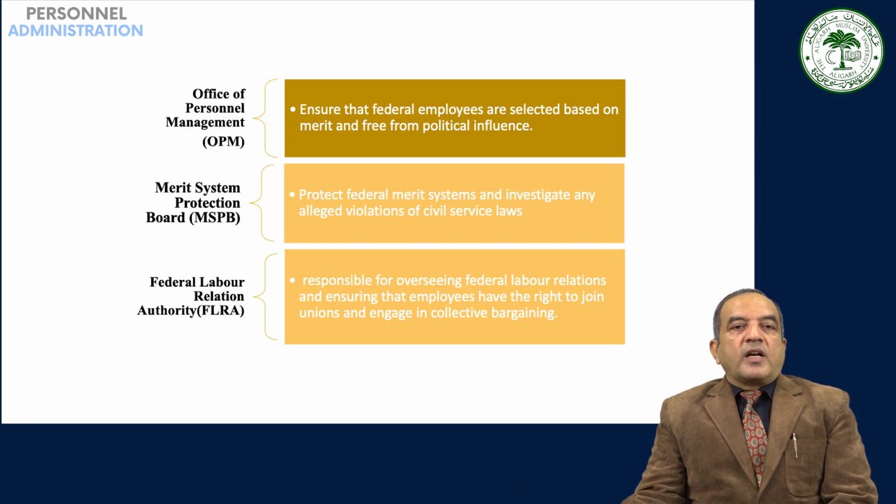The second agency, known as the Merit Systems Protection Board, MSPB, serves as a neutral, quasi-judicial, independent board to protect the federal merit system and investigate any alleged violation of civil service law. This means this agency performs functions just like a judicial body. The MSPB assumes the quasi-judicial functions of the former United States Civil Service Commission.